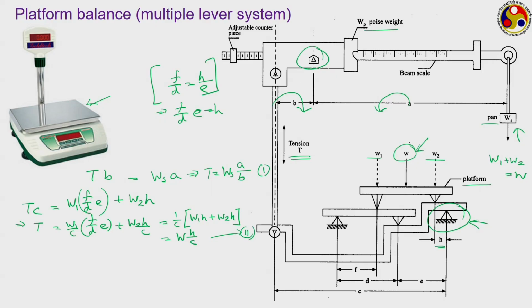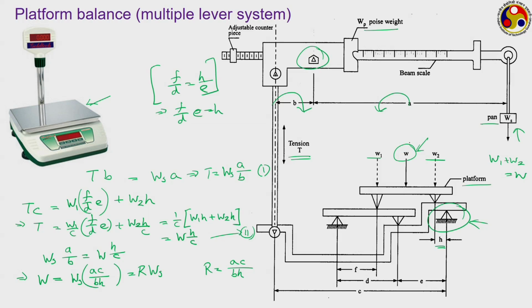So, if we equate the value of this tension T between these two equations, then we have Ws into A upon B is equal to W into H upon C, or W equal to Ws into AC upon BH, or commonly written as R into Ws, where this R is nothing but what we originally had in the bracket, AC upon BH, that is a term comprising of all these 4 lengths A, B, C and H. This is sometimes called the scale multiplication factor or scale multiplication ratio.